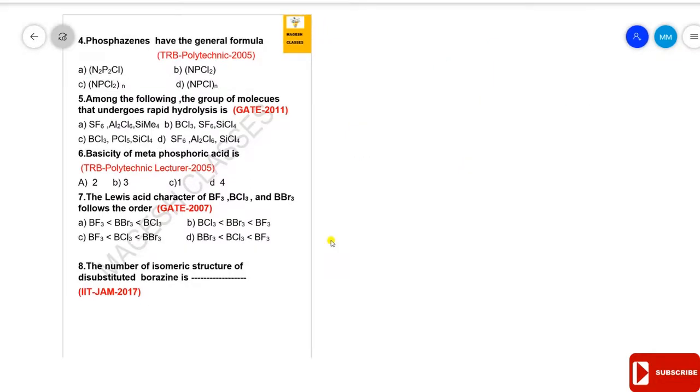Next question. Among the following, the group of molecules that undergoes rapid hydrolysis is. Question from GATE 2011. See, it is well known that boron trichloride hydrolyses to give boric acid. So it is a rapid hydrolysis. And we know that PCl5 by hydrolysis gives phosphoric acid, and SiCl4, silicon tetrachloride, by hydrolysis gives orthosilicic acid. Okay, it is well known.